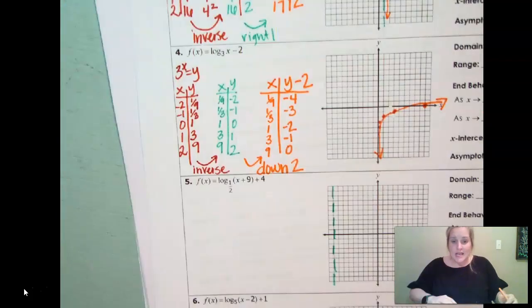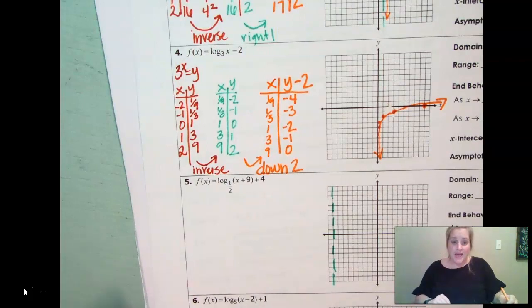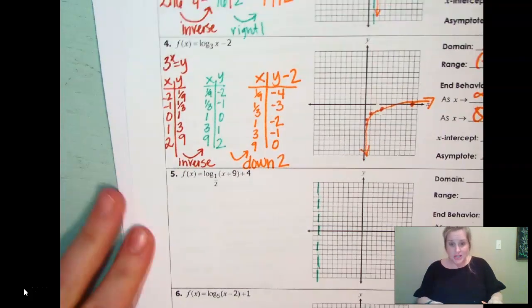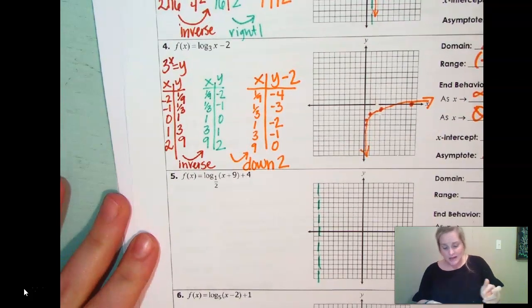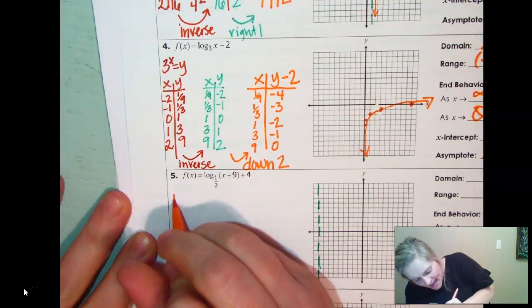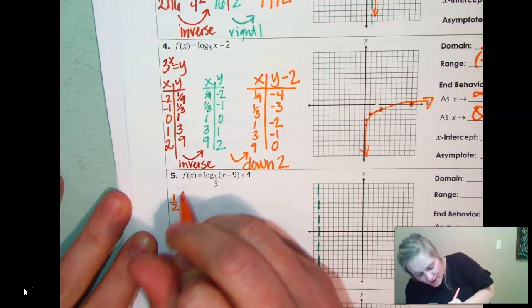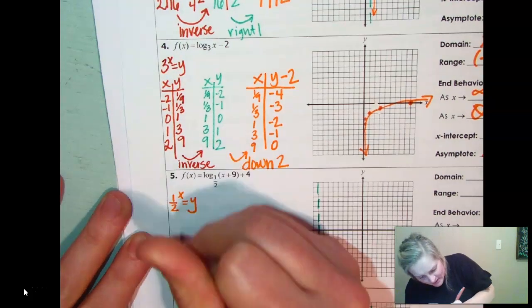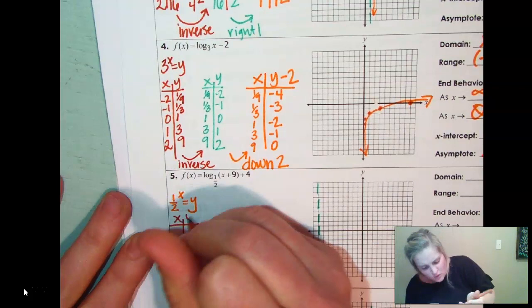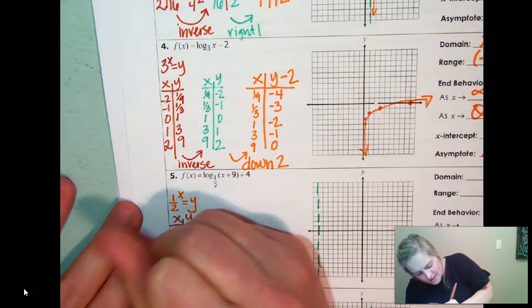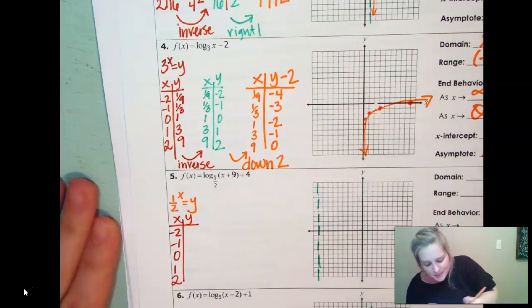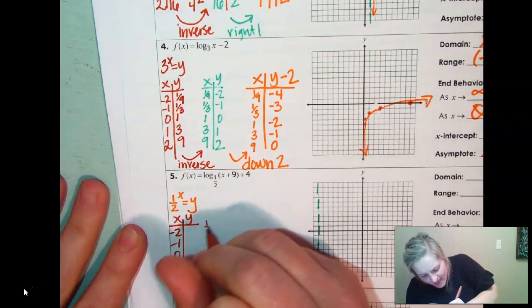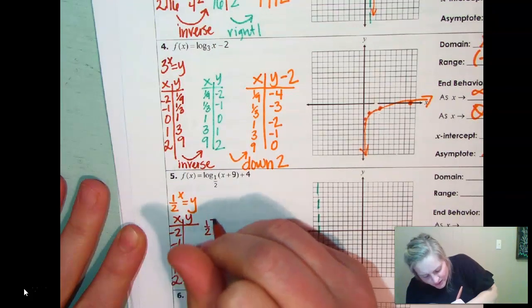Okay, now for my next one, we can look at this. You can see that we have 1/2 as our base. That does not change anything. It's still going to continue to be exactly the same. We're going to have 1/2 to the x power equals y. Let me go back to this brown pen for my first one. Just like normal, -2, -1, 0, 1, and 2.